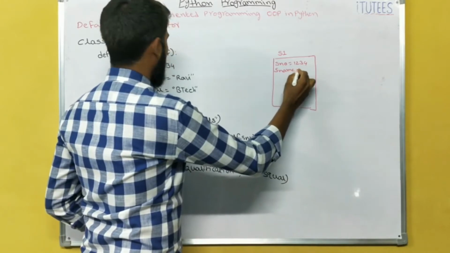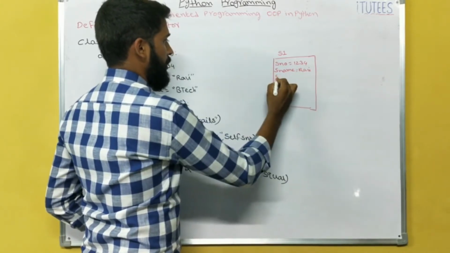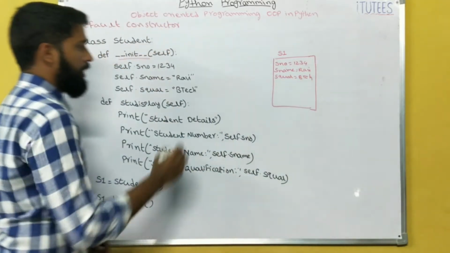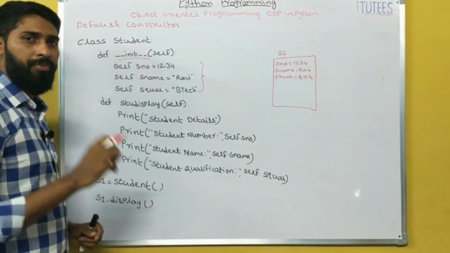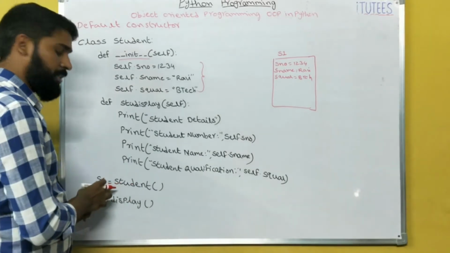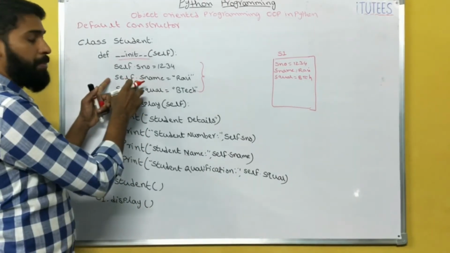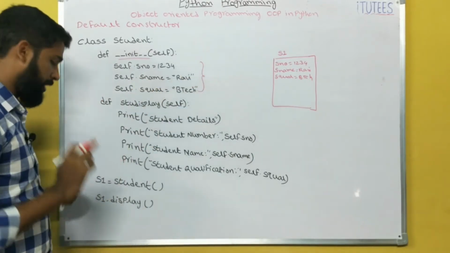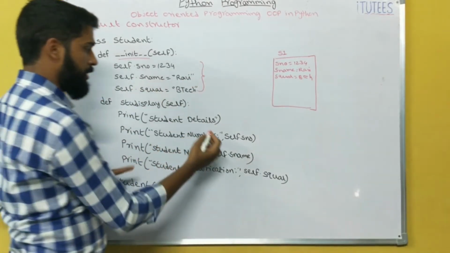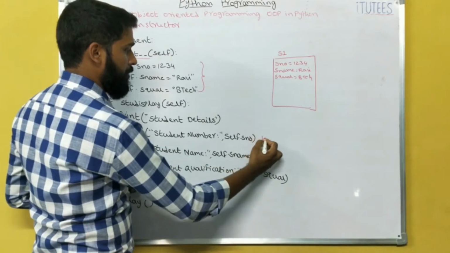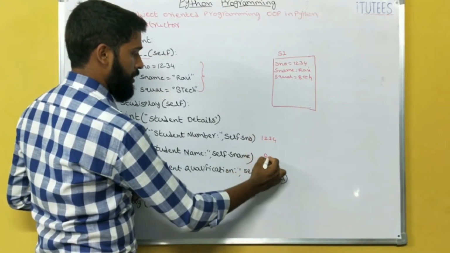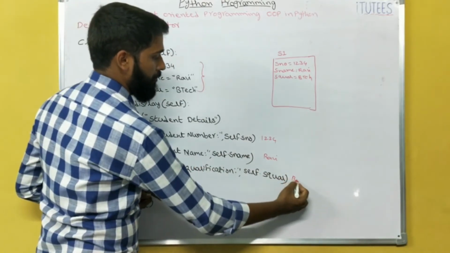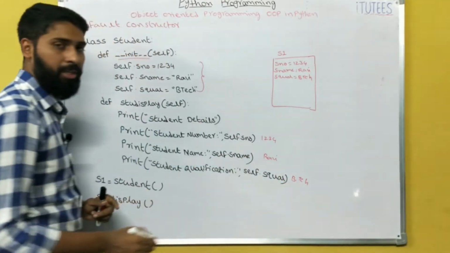sname equals Ravi. squalification equals BTech. This constructor is invoked. The object is created and the members of the class are initialized. That's it. So s1.display displays student number 1234, name Ravi, qualification BTech.